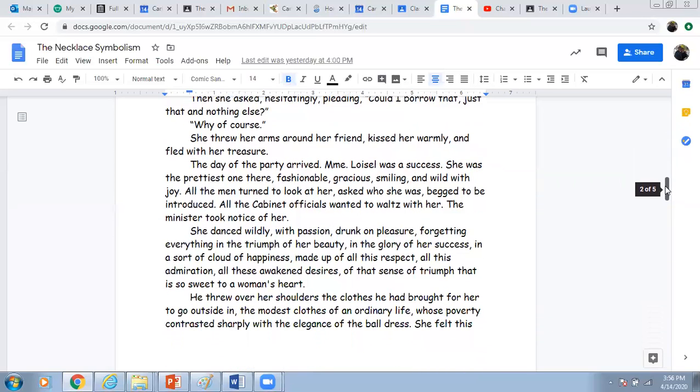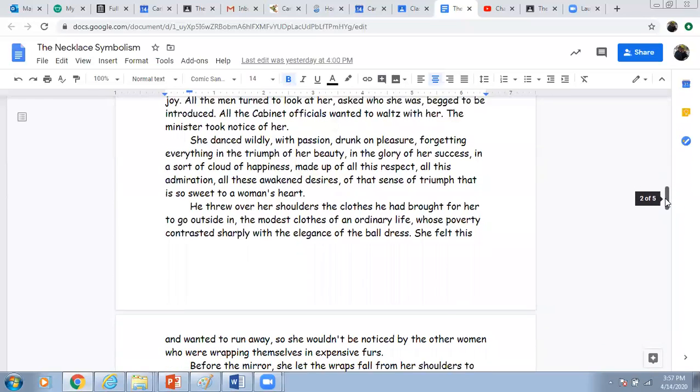The day of the party arrived. Madame Loisel was a success. She was the prettiest one there, fashionable, gracious, smiling, and wild with joy. All the men turned to look at her, asked her who she was, begged to be introduced. All the cabinet officials wanted to waltz with her. The minister took notice of her. She danced wildly with passion, drunk on pleasure, forgetting everything in the triumph of her beauty, in the glory of her success, in a sort of cloud of happiness, made up of all this respect, all this admiration, all these awakened desires, of that sense of triumph that is so sweet to a woman's heart.